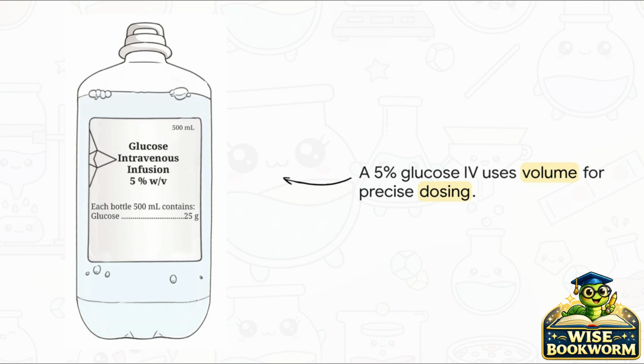Think about a standard 5% glucose intravenous infusion bottle. That 5% means there are exactly 5 grams of glucose in every 100 milliliters of the solution. Or consider a standard hospital saline drip. Those are carefully calibrated at exactly 0.9% mass by volume of sodium chloride. That 0.9% concentration is strictly calculated to safely replace body fluids without damaging your blood cells. A little too much or a little too little, and the solution actually becomes dangerous.